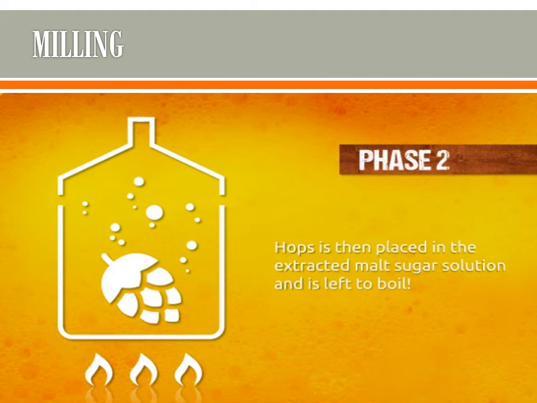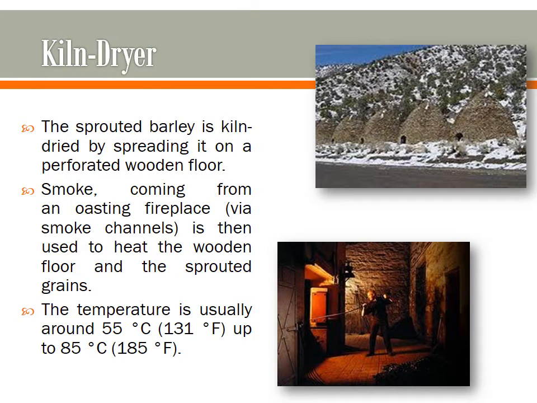Now the next phase is the milling. The milling in here is where the hops is then placed in the extracted malt sugar solution and is left to boil. Here, this is the kiln dryer, as I said before. And here the barley is kiln dried by spreading it on the perforated wooden floor. As you can see in the top picture, you can see 4 kiln dryers, and the bottom is a little closer to see how a kiln dryer is.